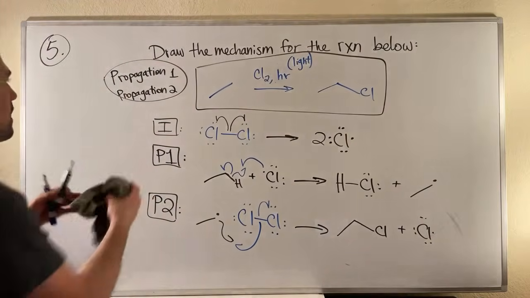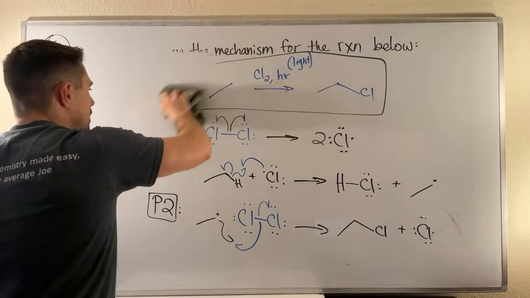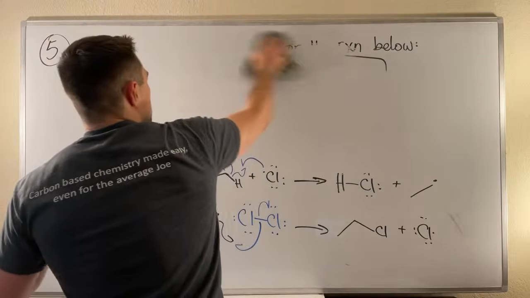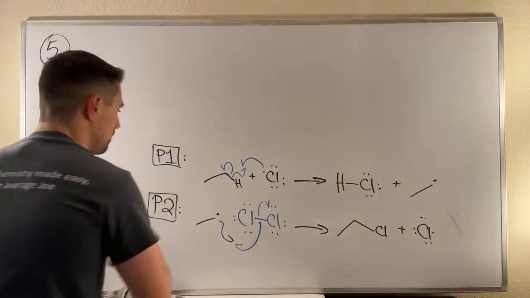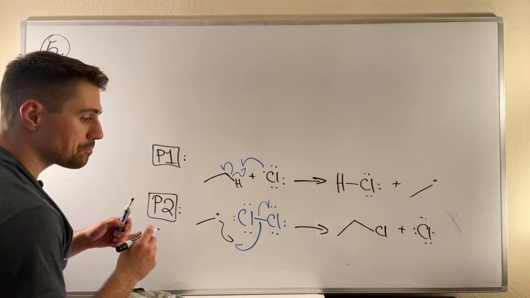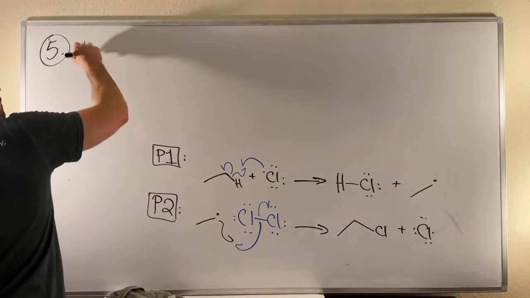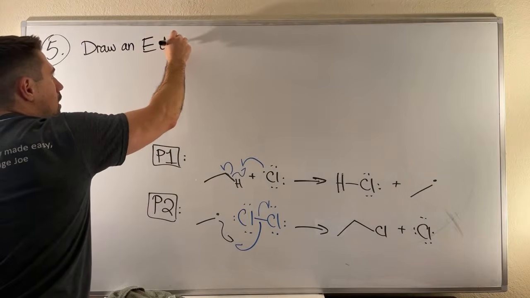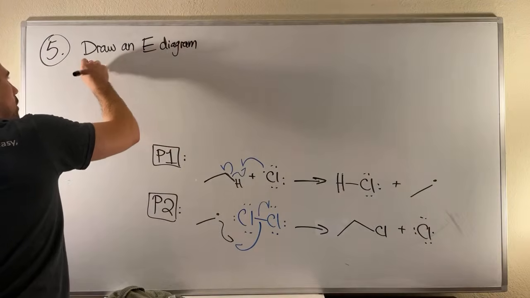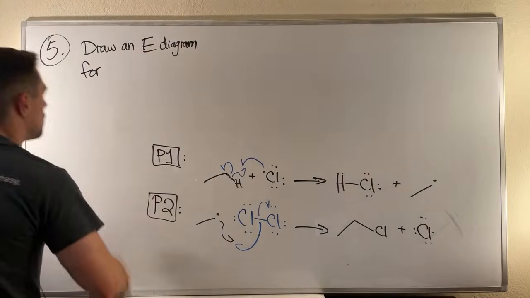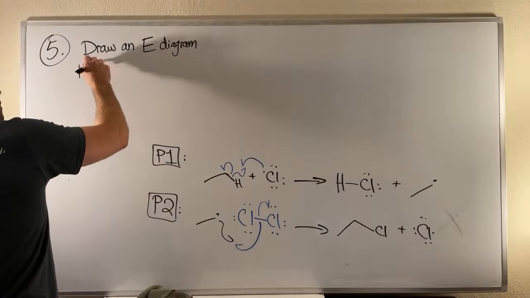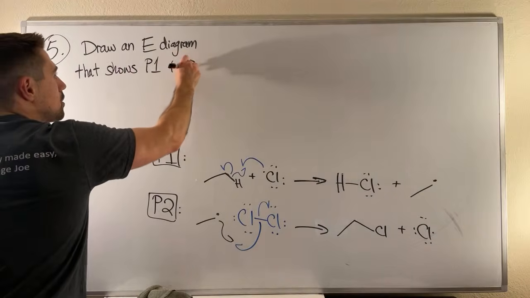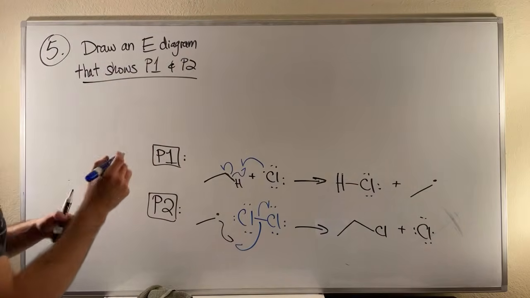Now, I'm actually going to erase this top part, and we'll do the second part of this problem. And I really enjoy this second part of the problem. What we need to do here is draw an energy diagram that shows P1 and P2. And there's some given information here that we're going to label as well.